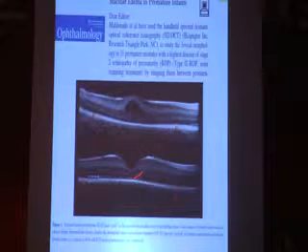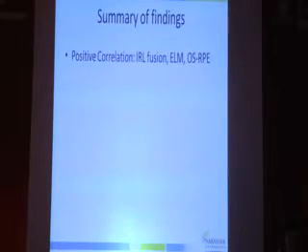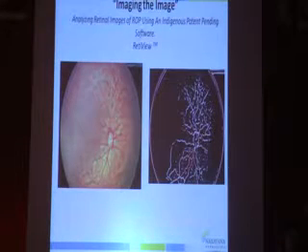This is the external limiting paper. So the summary of findings in terms of the OCT layers and vision was there seems to be a positive correlation with inner retinal fusion, external limiting membrane and the USRP. There's no correlation, interestingly, in eyes, towards a negative correlation with the presence of ROP.